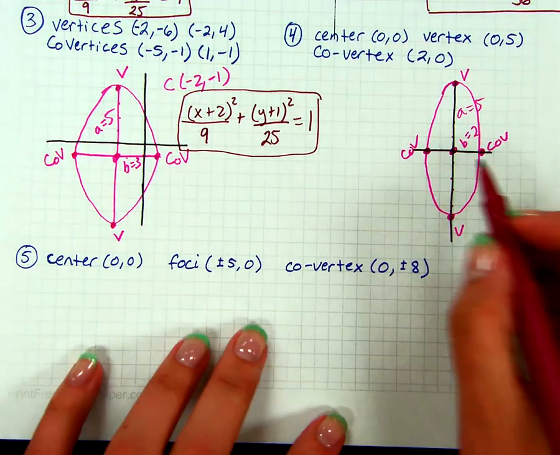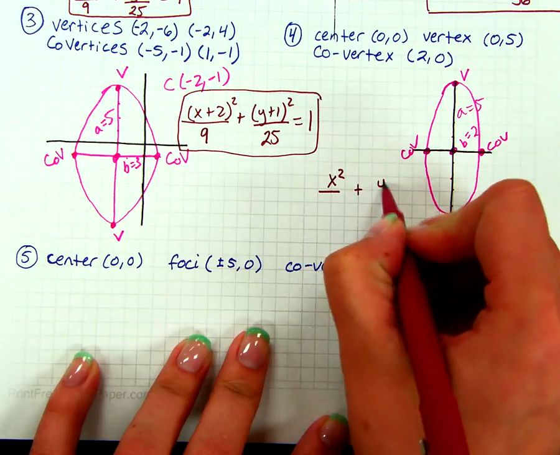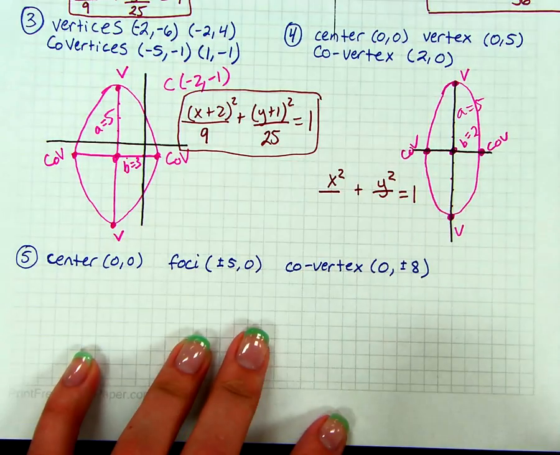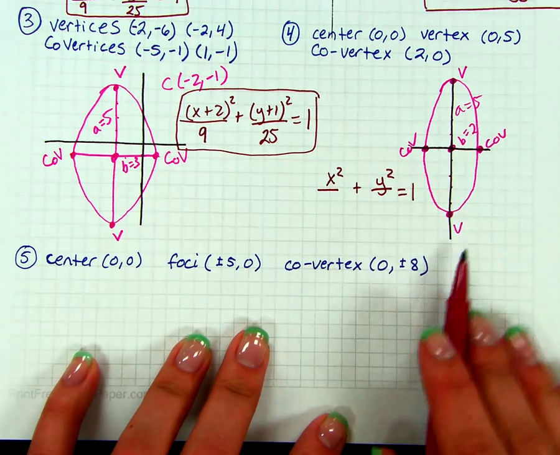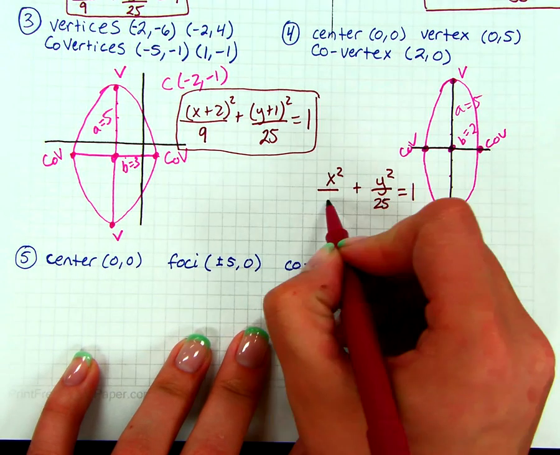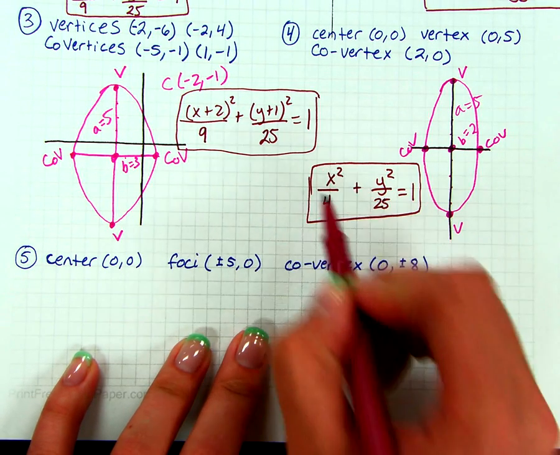So since h and k are 0, that just means that I'm going to have x squared over a number plus y squared over a number equals 1. And then our larger number goes underneath y since it's vertical. So 5 squared is 25, and then 2 squared is 4. So this would be our final answer for that problem.